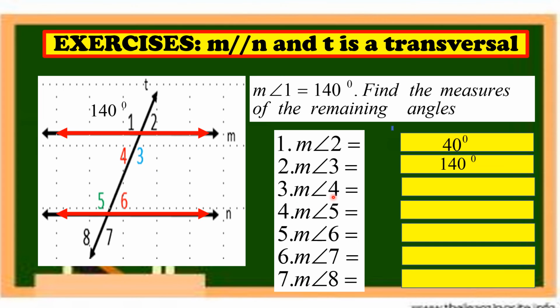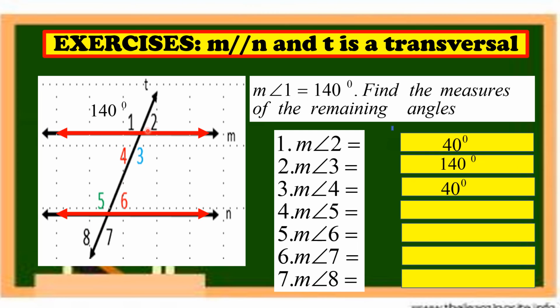We have the measure of angle 4. What is the relation of 2 and 4? 2 and 4 are vertical angles, and vertical angles are congruent. What is the measure of angle 2? The measure of angle 2 is 40. Therefore, what is the measure of angle 4? The measure is also 40 degrees.